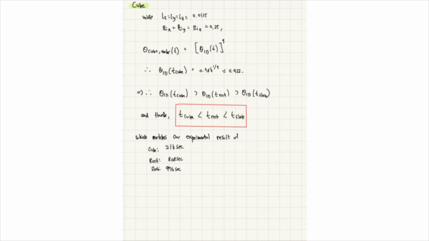We finally calculated the time it takes to cook the tuna for all geometries, and as the calculation suggests on the slide, it says the slab takes the most amount of time, followed by rectangle, then the cube.